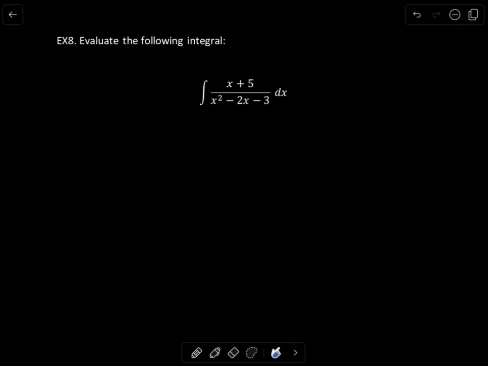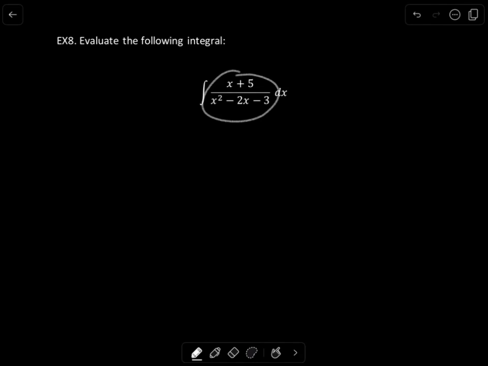All right, exercise 8. So try this example on your own. All right, let's go for it. So we can see that we have a rational function, yes. I can also see that it's proper. Degree of the numerator is 1, degree of the denominator is 2.